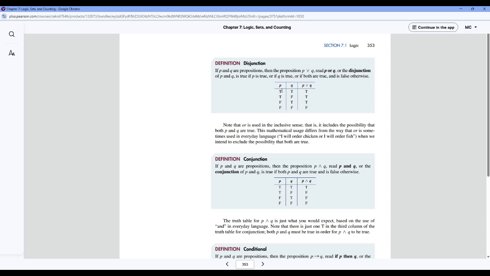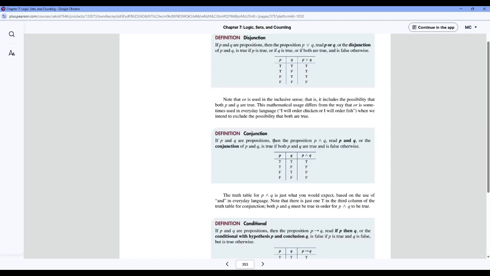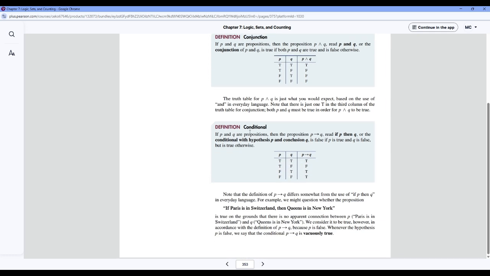So basically, P or Q. If P is true and Q is true, well then P or Q is true. If P is true and Q is false, well then it's true. If P is false and Q is true, then it's true, and only when both of them are false will it be false. And here's a conjunction, where we read this as and. So if P and Q are true, then it's true. If P and Q are false, then it's false. So you guys can kind of see that.